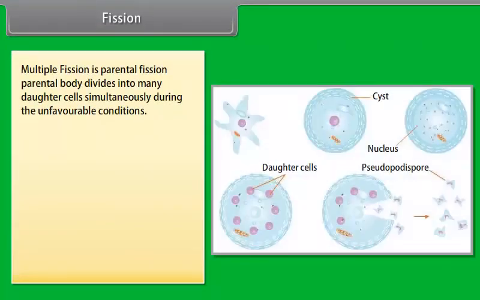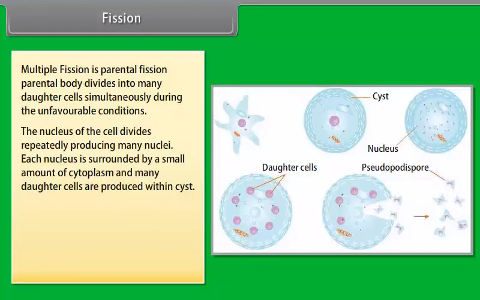Multiple fission is parental fission. The parental body divides into many daughter cells simultaneously during unfavorable conditions. The nucleus of the cell divides repeatedly, producing many nuclei. Each nucleus is surrounded by a small amount of cytoplasm, and many daughter cells are produced within a cyst.